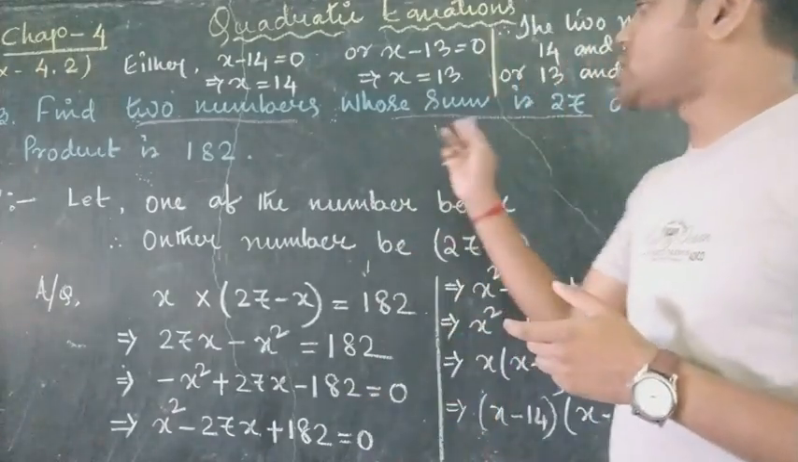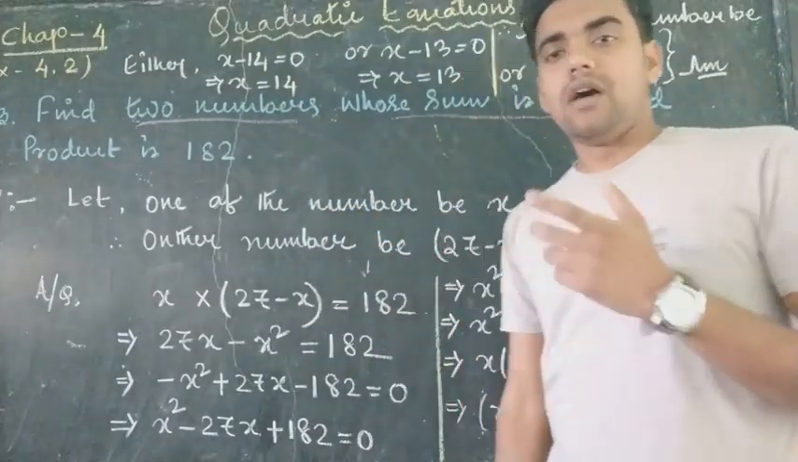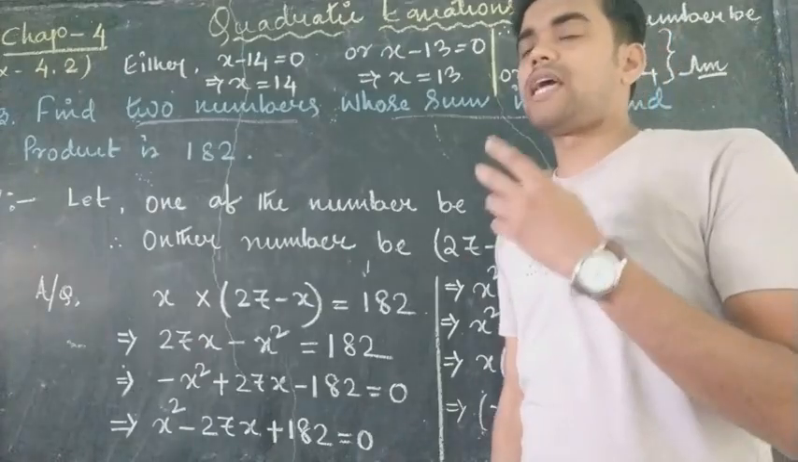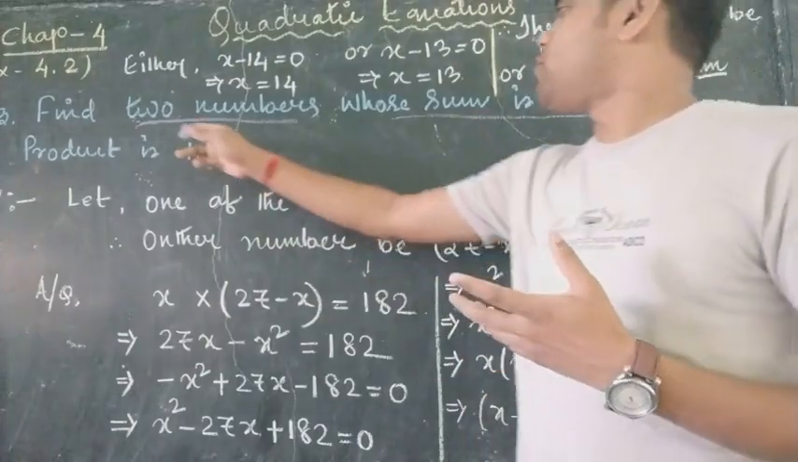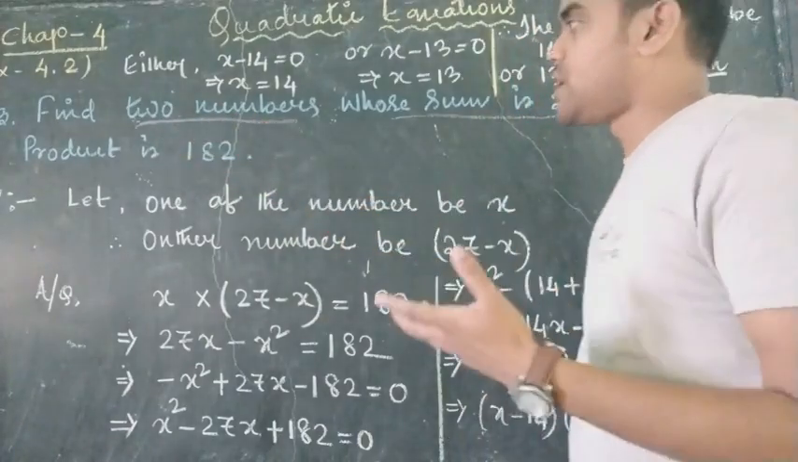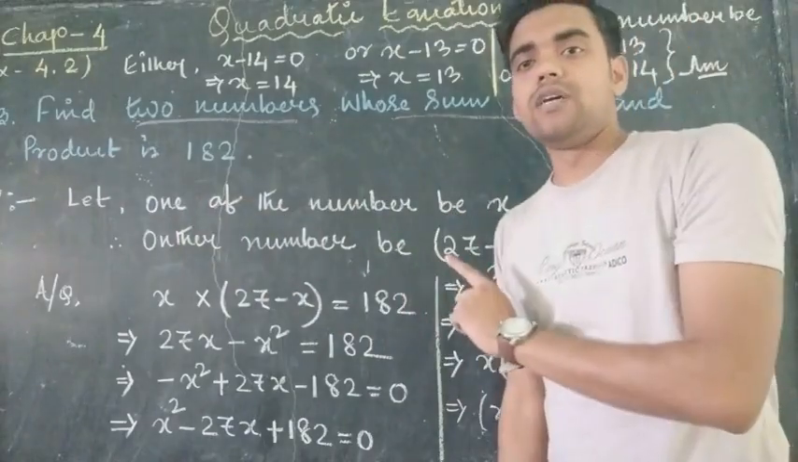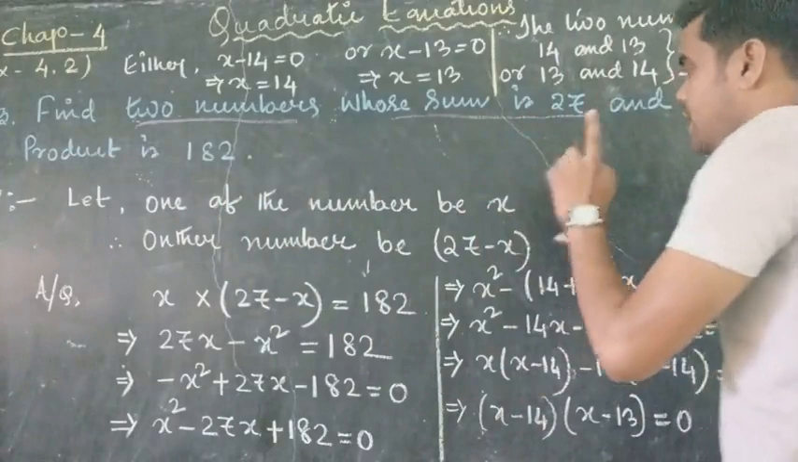So in this question, these two numbers are unknown for us. That's why we take the unknown terms as a variable. Let me suppose you can take x or you can take y. So find the two numbers. We don't know the numbers, so that's why let one of the numbers be x.